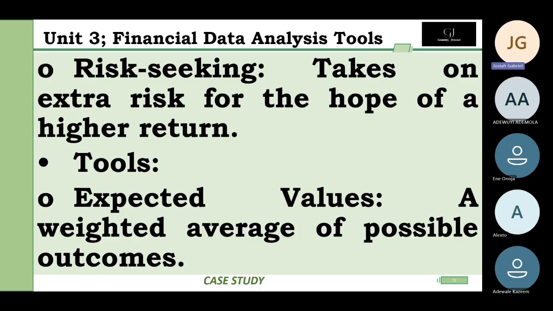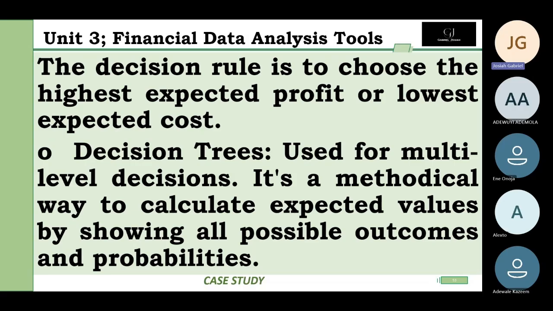And the tools speak to what you are expecting. The expectation of values, speaking to the weighted average of the positive possible outcomes. And that is why you have a cost of capital. Most of the time when you are doing discounted value, you have the cost of capital that gives you the cost of those expected values or the present values that will provide the future for you. So the decision rule is to choose the highest expected profit or the lowest expected cost. Of course, everybody wants to increase his income and reduce his cost. That's the decision rule of every business person, every individual.